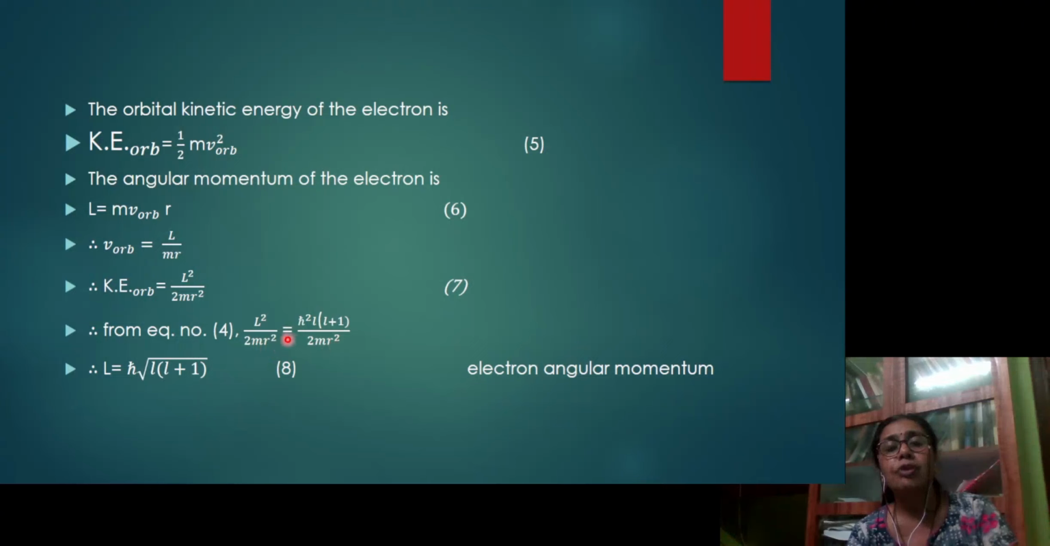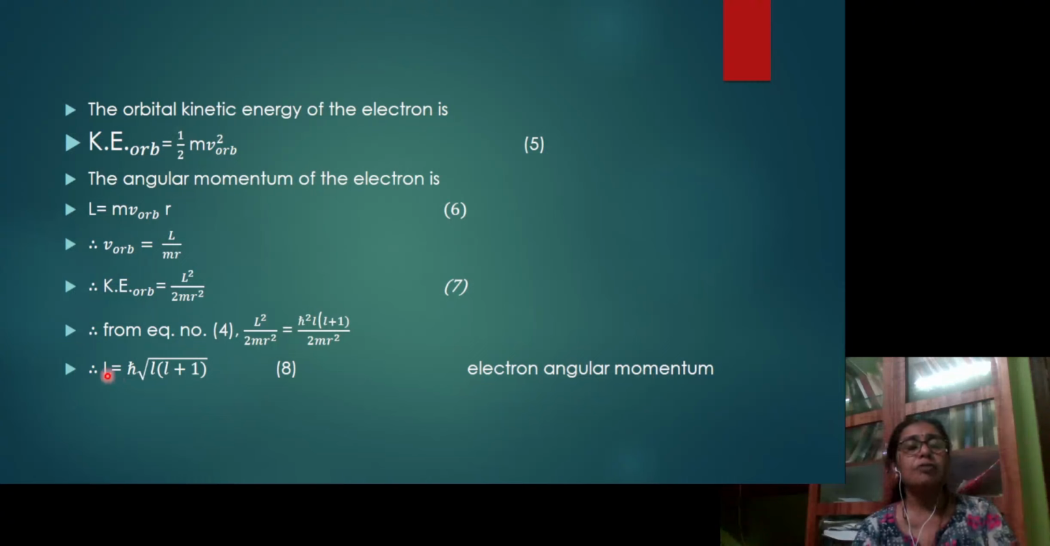So what will remain? L square is equal to h cross square into L plus 1. So therefore I can write L is equal to h cross into square root of L into L plus 1. This is nothing but the magnitude of the electron orbital angular momentum.